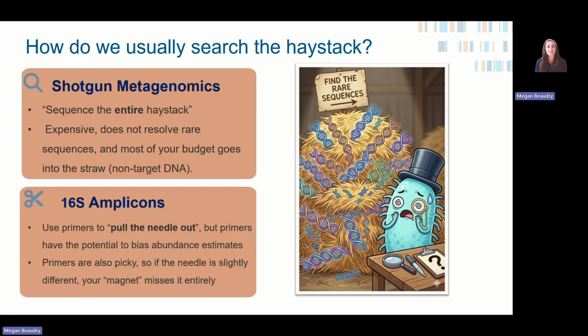Another approach for 16S specifically is 16S amplicon sequencing. In this approach, you use primers to pull the needle out, but the primers have the potential to bias abundance estimates. The primers are also picky, so if the needle is slightly different, your magnet may miss it entirely. And so you may end up feeling like Mr. Microbe here, who's very stressed trying to find all of the rare sequences in his DNA haystack.